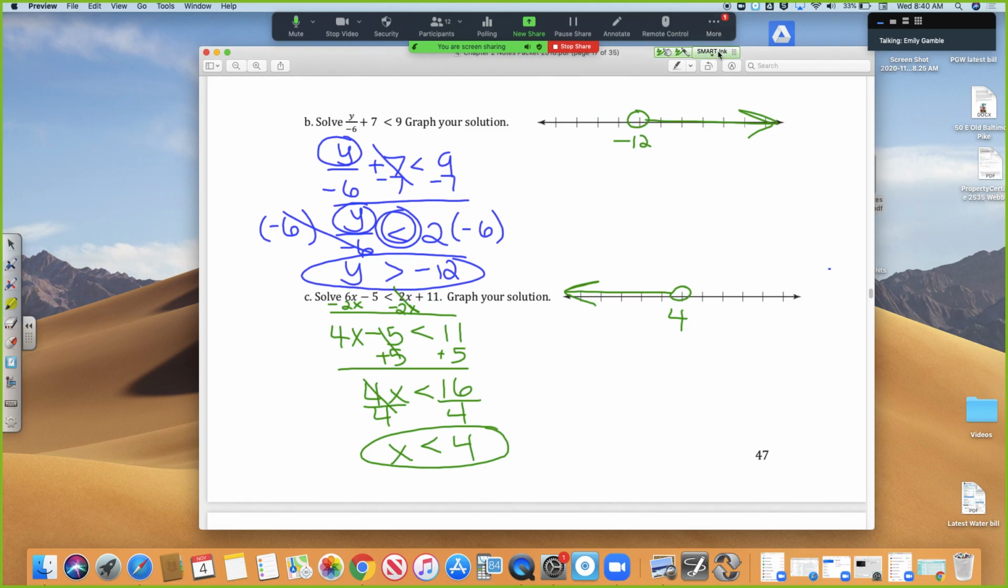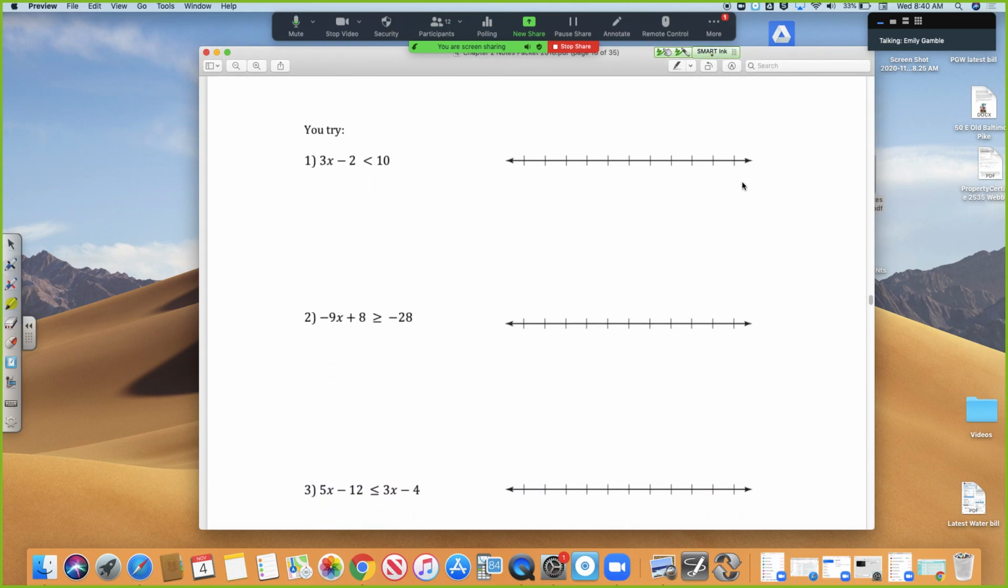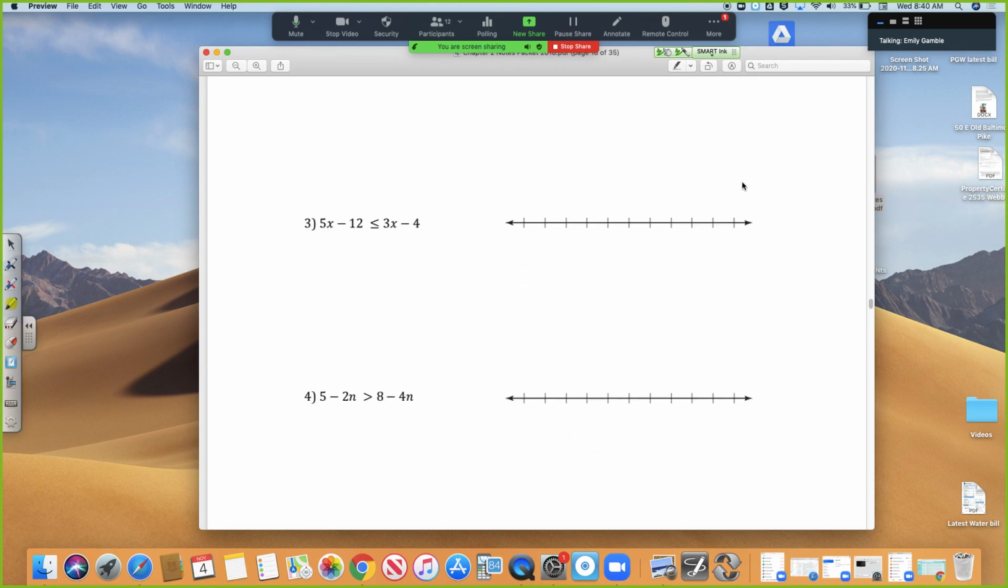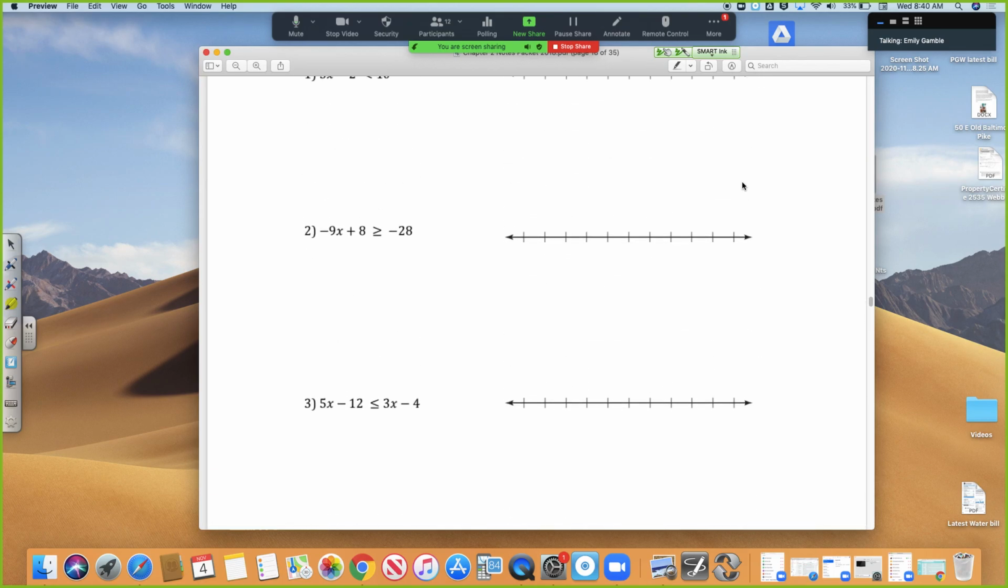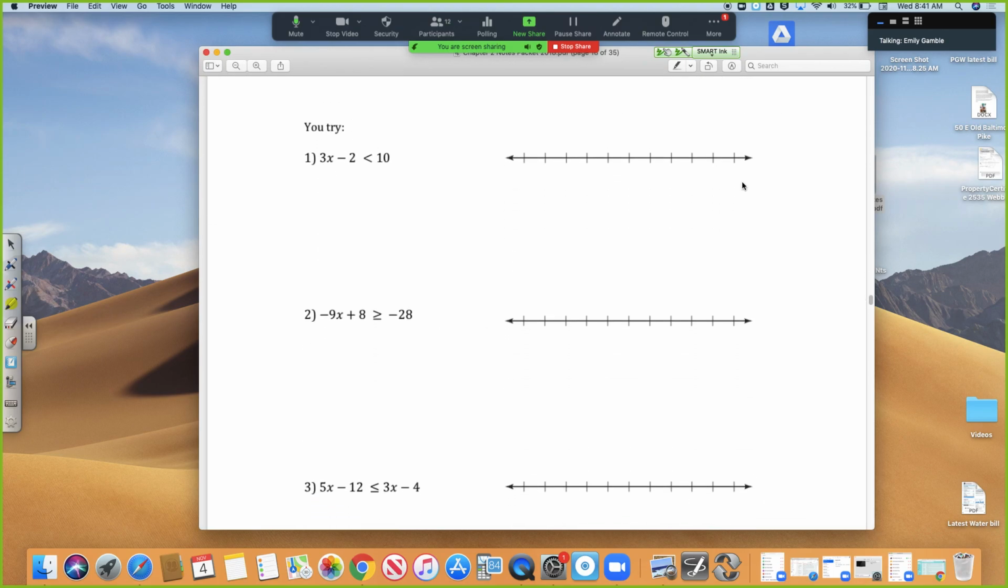So if we flip this over to the next page, there's a series of questions on this side that I want you guys to try on your own. So 1, 2, 3, and 4. I'm going to have you guys solve these problems on the next page, and then we're going to go over the answers and then move on to some IXL practice.